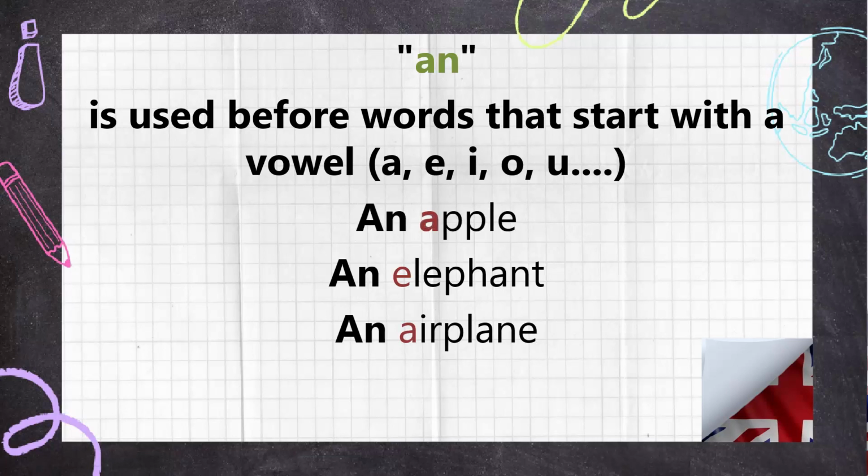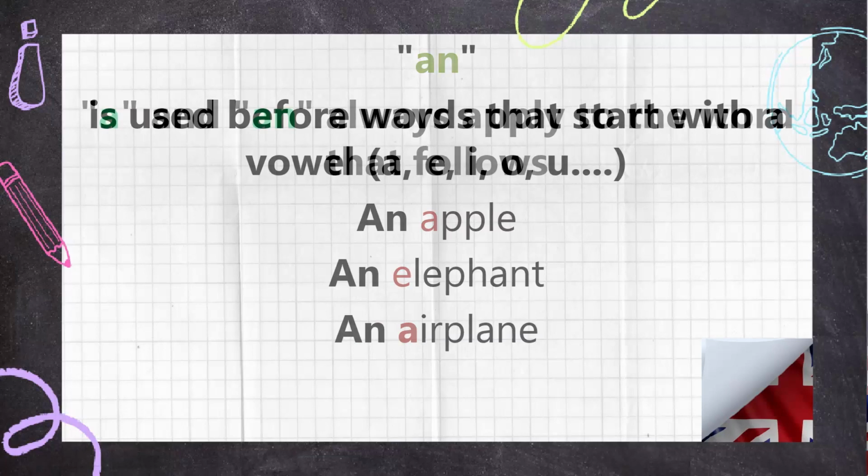What do these three words have in common? They all start with a vowel. Apple starts with A, elephant starts with E, and airplane starts with A. Therefore, we have to use an. An apple, an elephant, an airplane.